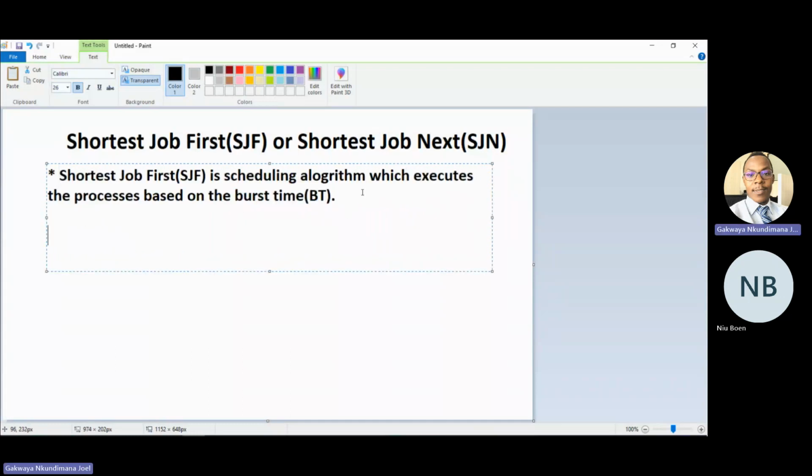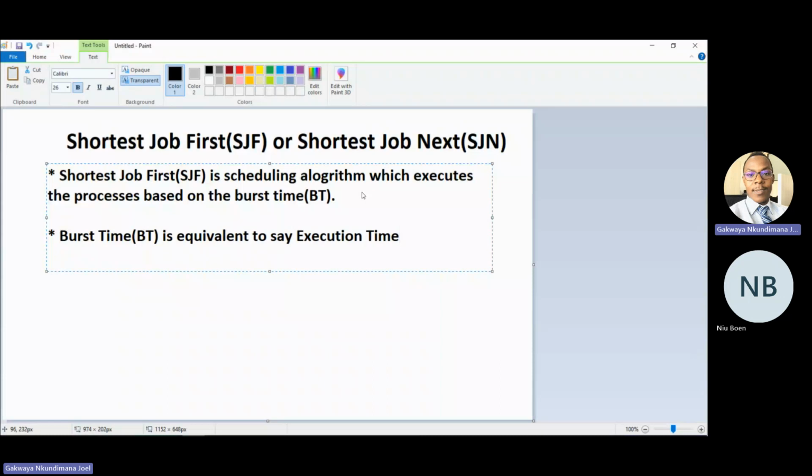Okay. The second point to understand here. The second point which I want you to understand, which you also find, is that burst time, which is BT, is equivalent, or you may say is equal to, execution time. So you will find it.